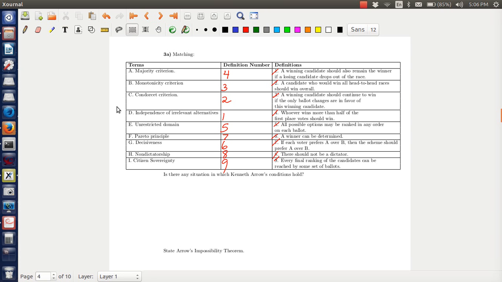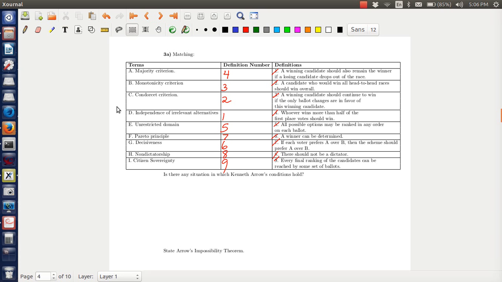Condorcet says that any candidate who could win all head-to-head races should win overall. That seems pretty obvious. Independence of irrelevant alternatives is very similar in feel to monotonicity, and that's saying the winning candidate should continue to win if one of the candidates who had lost before drops out in the second set of ballots. If you took somebody who lost before, that losing candidate shouldn't have somehow made a problem for the winner. Now, this is a weakness with Borda. Borda has all these kinds of issues with it.